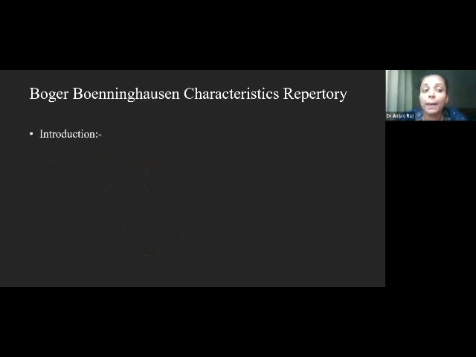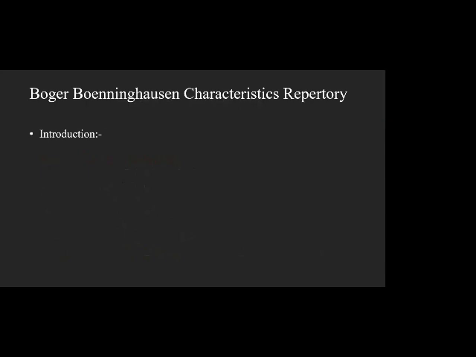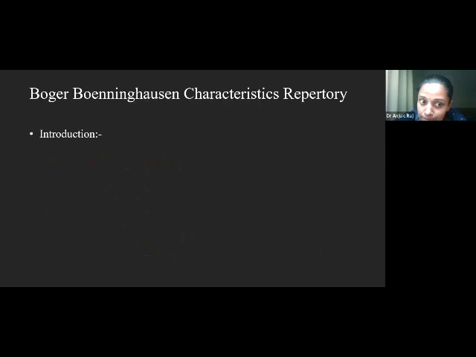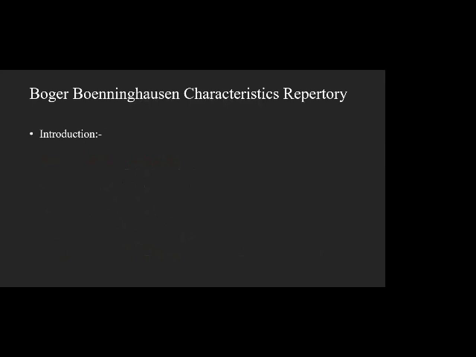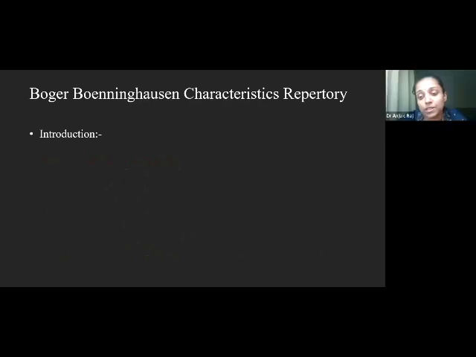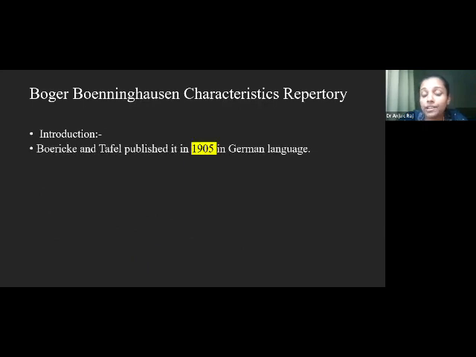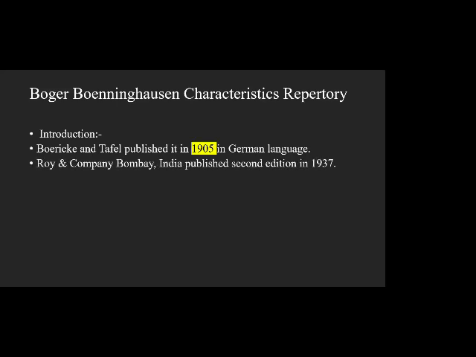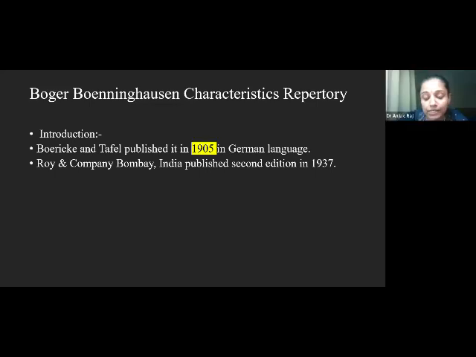Next, we go into the BBCR. BBCR introduction. In which year was the first edition published? 1905. Yes, the first edition was published in 1905 by Boericke and Tafel. And the second edition, or the Indian edition, was published in 1937.